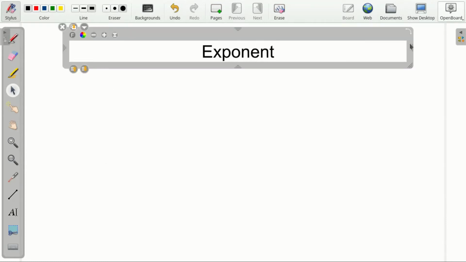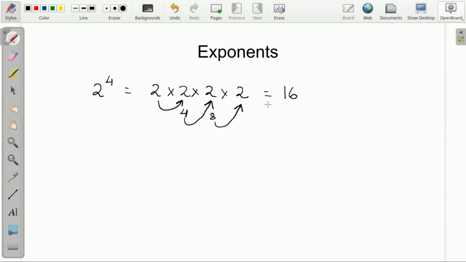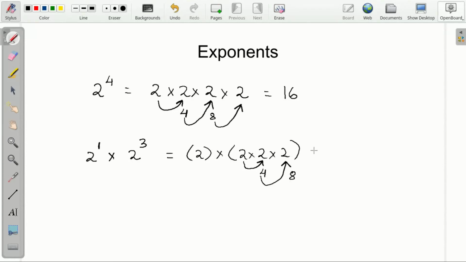So now let's look at exponents. When we have 2 to the power 4, it means 2 times 2 times 2 times 2 for 4 times. 2 times 2 is 4, 4 times 2 is 8, and 8 times 2 is 16. So now if we take 2 power 1 times 2 power 3, then we can write it as 2 times of 2 times 2 times 2. 2 times 2 is 4, and 4 times 2 is 8. And so 2 times 8 is 16.